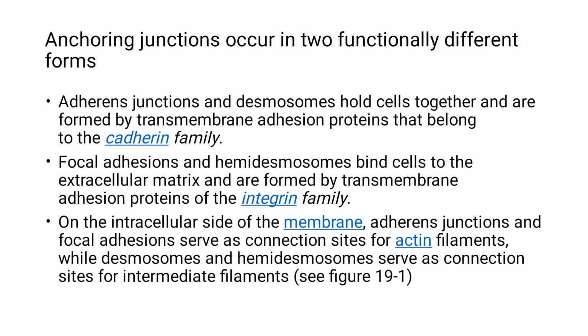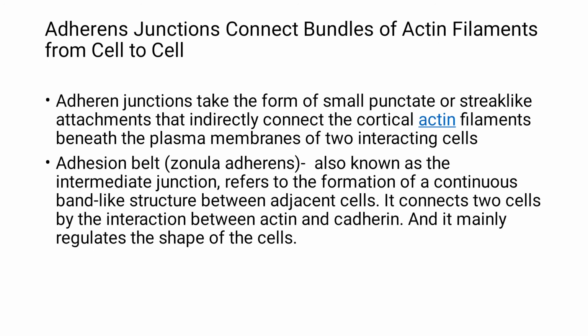On the intracellular side of the membrane, adherens junctions and focal adhesions serve as connection sites for actin filaments, while desmosomes and hemidesmosomes serve as connection sites for intermediate filaments. Adherens junctions connect bundles of actin filaments from cell to cell. So, adherens junctions occur in various forms.